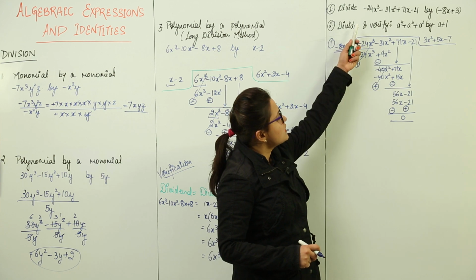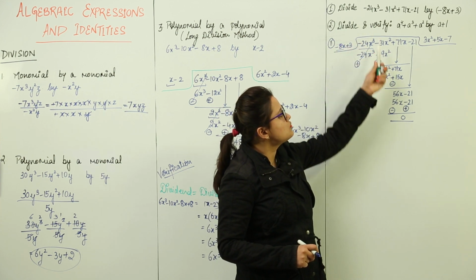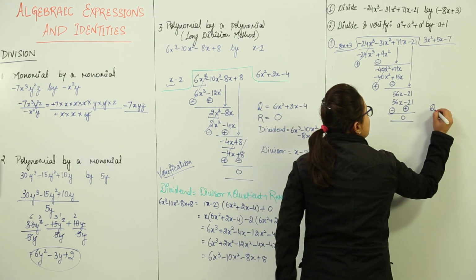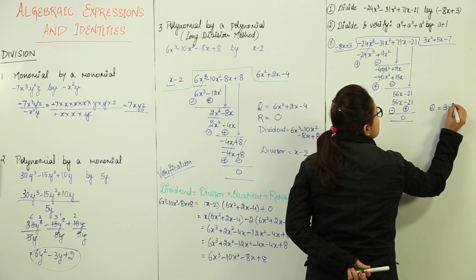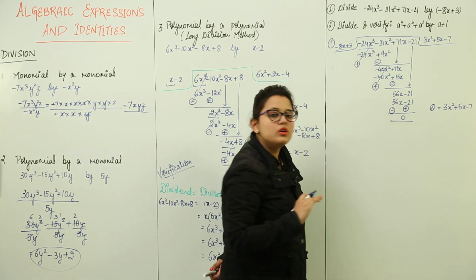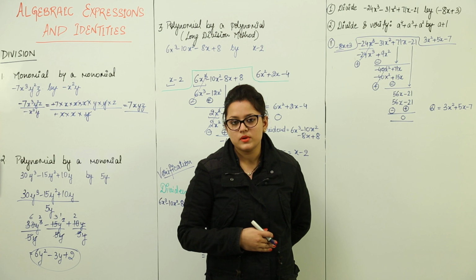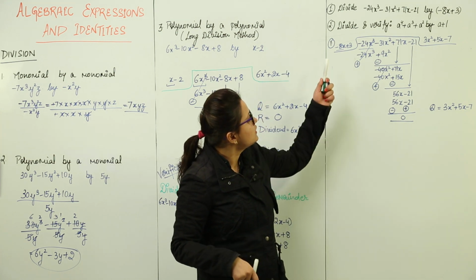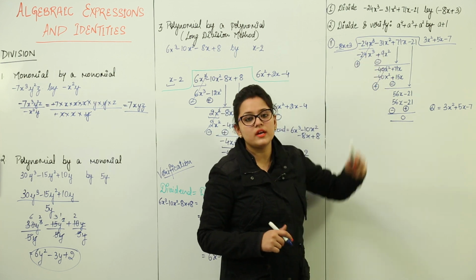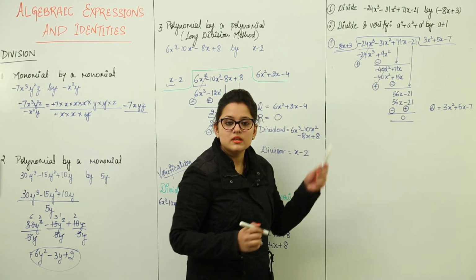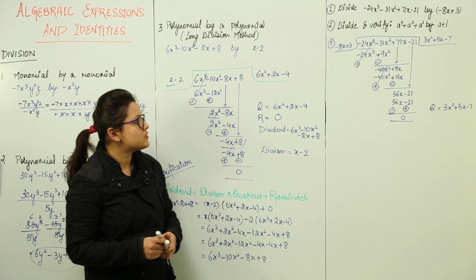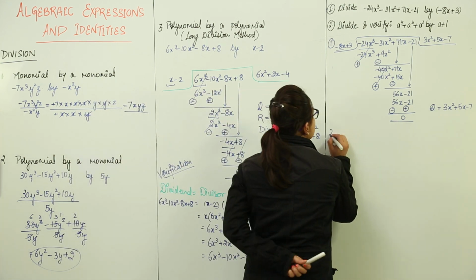Right? In this question, it is only asking you to divide. That means you are only required to give the answer. That is, your quotient is coming out to be 3x square plus 5x minus 7. You are not required to verify in this question. But let us check for the next question. The next question says you have to divide and verify as well. So in this next question, you have to do the division as well as the verification part. Let us do the next question.